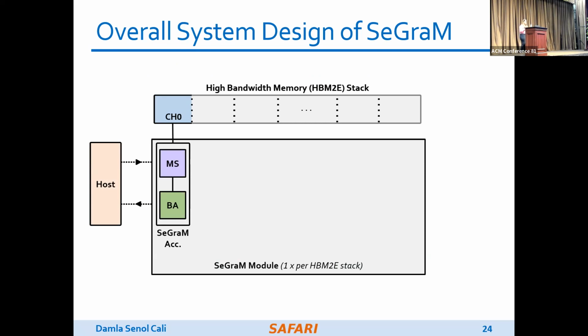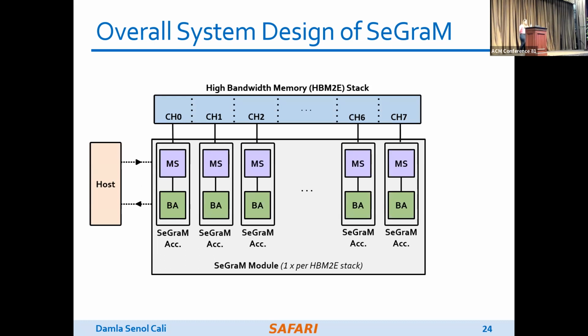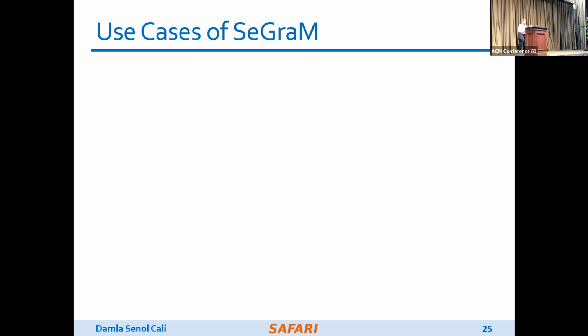Each HBM stack has 8 memory channels, connected to 8 SIGGRAM accelerators, which define one SIGGRAM module. And our hardware platform includes 4 off-chip HBM stacks. So we have 4 SIGGRAM modules in total, so 32 SIGGRAM accelerators in total. As a result of the flexibility and modularity of the SIGGRAM framework, we can run each accelerator together or separately.